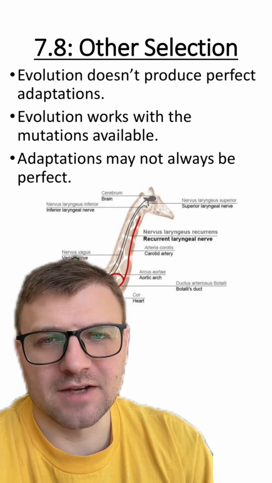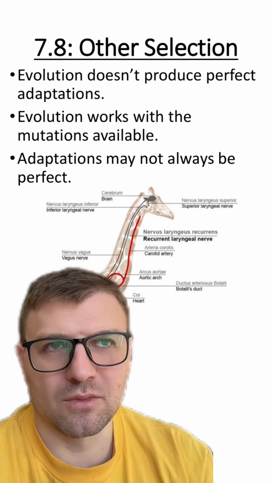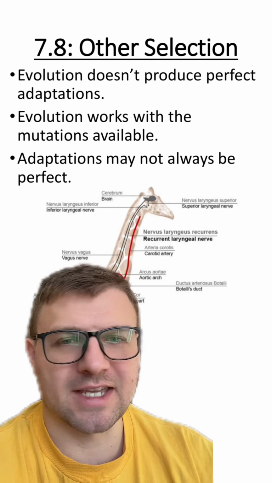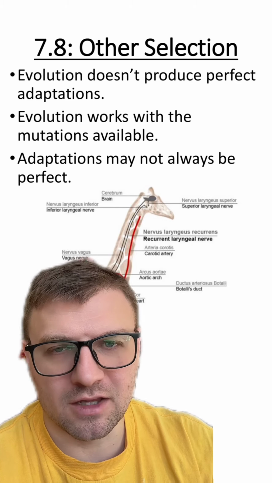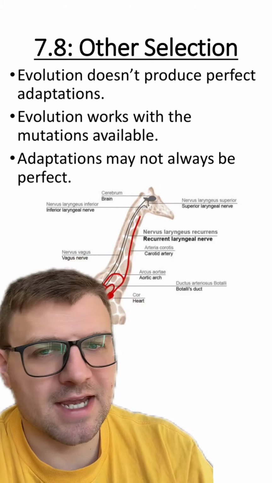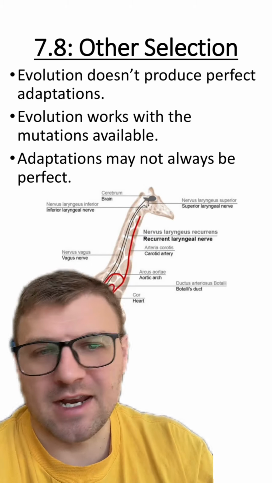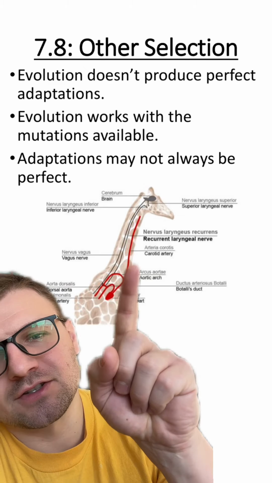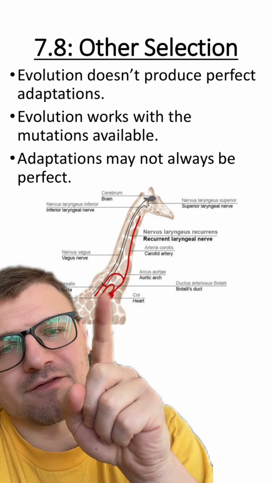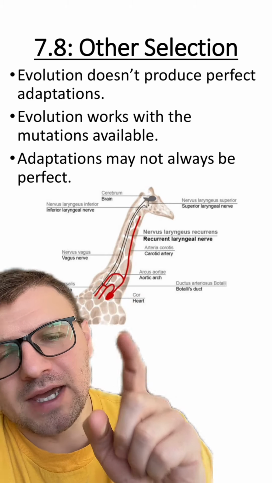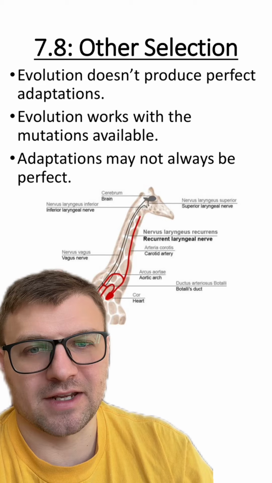Another concept I'd like to cover during this section is the idea that evolution isn't perfect. Or in other words, evolution can't make perfect adaptations. It has to deal with the mutations that are available. I always like to use the giraffe's neck as an example of how evolution doesn't just produce perfect adaptations. There's this nerve that has to wrap around the top portion of the neck, so it has to travel very far just to go a little bit. This is again because evolution can't just make a perfect adaptation.